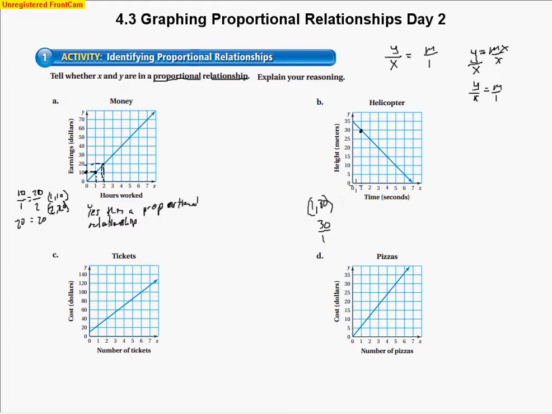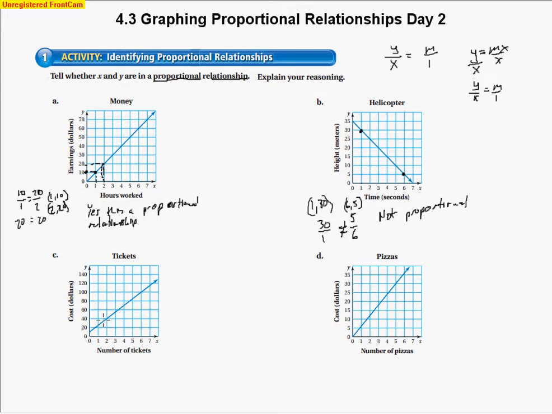Now, if I compare that to another point where it crosses, over here, I'll do this point. This is 6 seconds. It's 5 feet. So that would be (6, 5). And if I look at these two fractions, 5 over 6 for y over x, these are not equivalent to each other. So this is not proportional. We see that it's not proportional because when we have a proportional relationship, it should be going right through the origin in order for these y to x values to be constant.